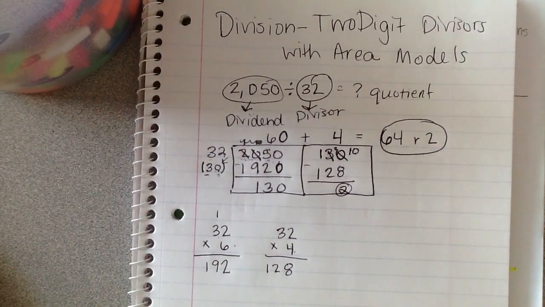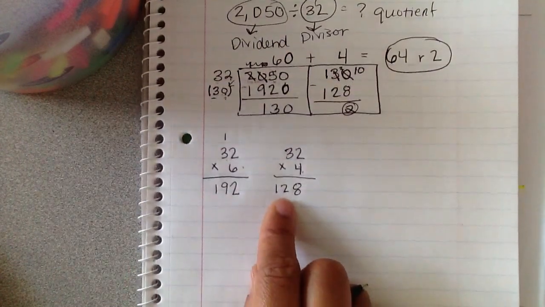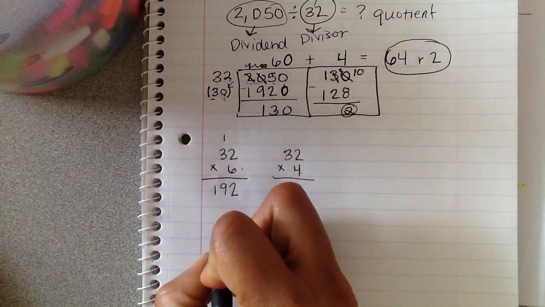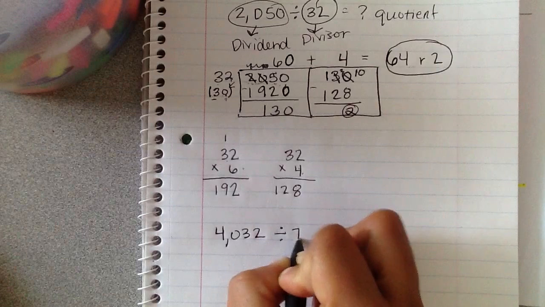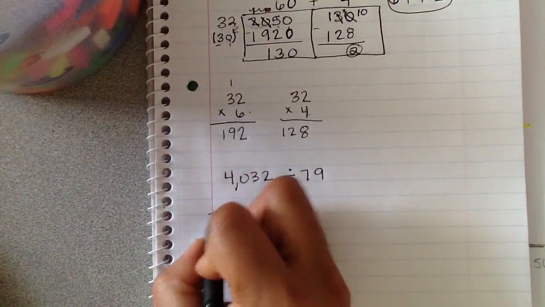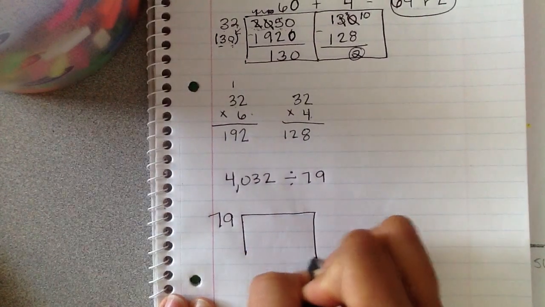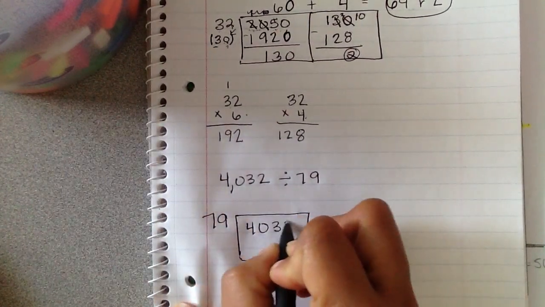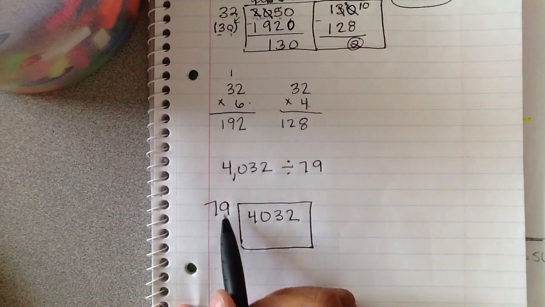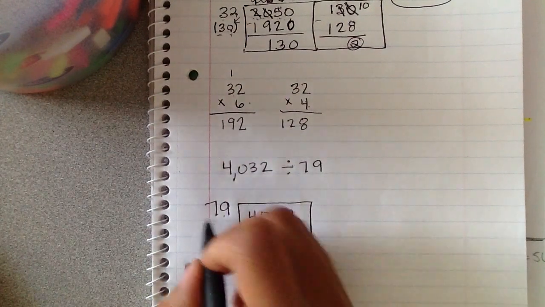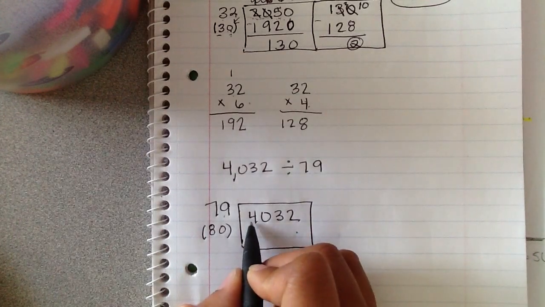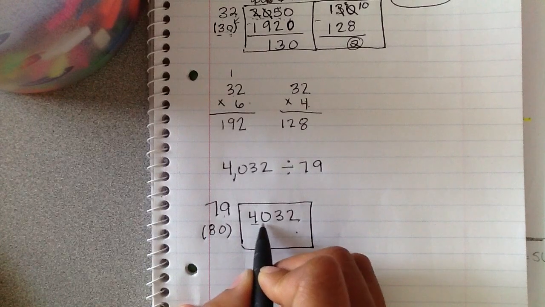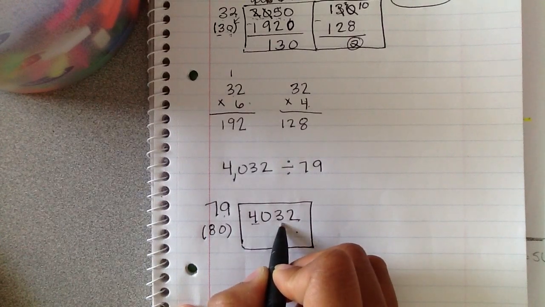All right, I want you to try using this strategy with the next problem that I'm going to write up here: 4,032 divided by 79. I'm going to get it set up for you. 79 goes on the outside of my box. On the inside goes 4,032. It's really hard for me to determine how many times 79 will go into this number. But an easy number that's close to 79 is 80. When I look at this number, I know that 79 can't go into 4 or 40, but it can go into 403.